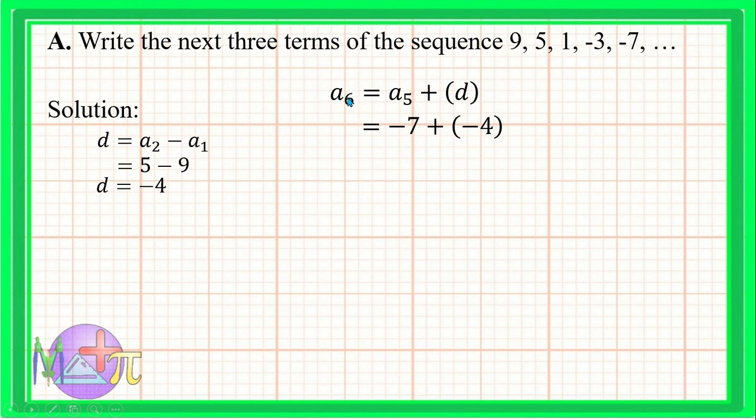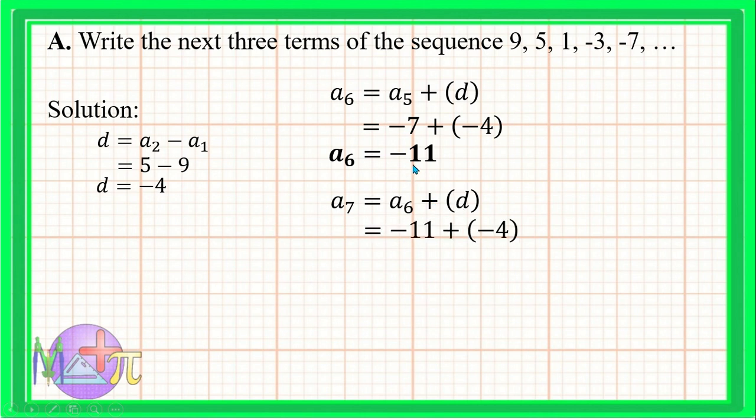So, para makuha yung sixth term, you're going to add the fifth term with the common difference. Again, the fifth term here is negative 7 plus the common difference is negative 4. So, negative 7 plus negative 4, that is equivalent to negative 11. Ito yung sinasabi ko kanina na kukunin lang natin yung common difference and then add lang natin, makuha na natin yung mga susunod na terms.